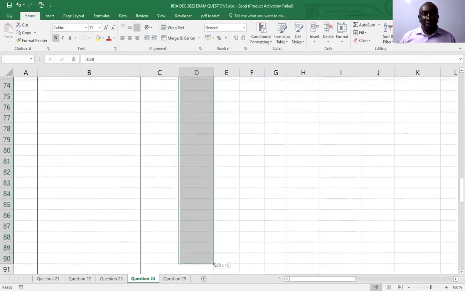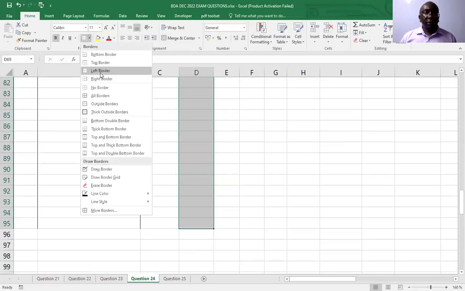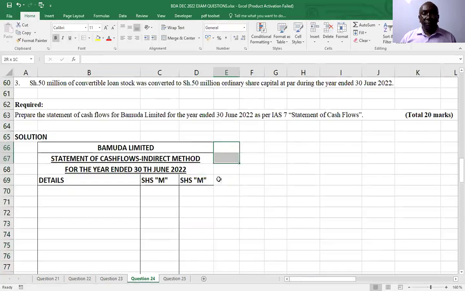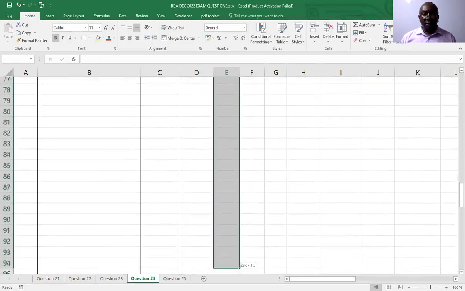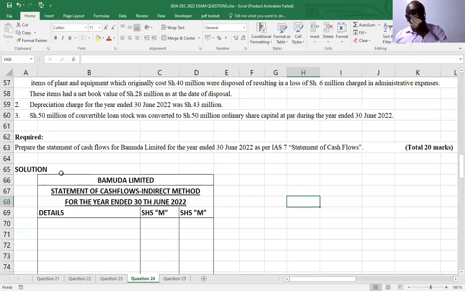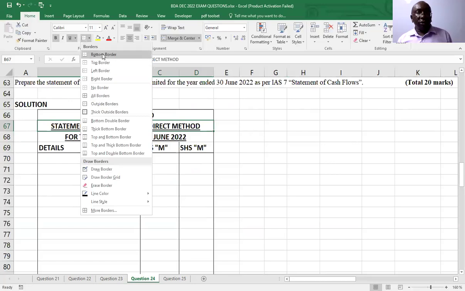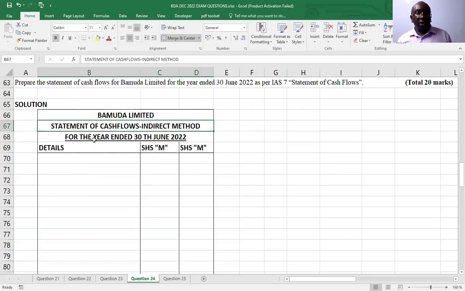So this is just something nice to have. It adds no marks. It's just a matter of showing the examiner we are well organized. Good. So if we have something like this, so this one I give it also bottom border, and I remove the other line.